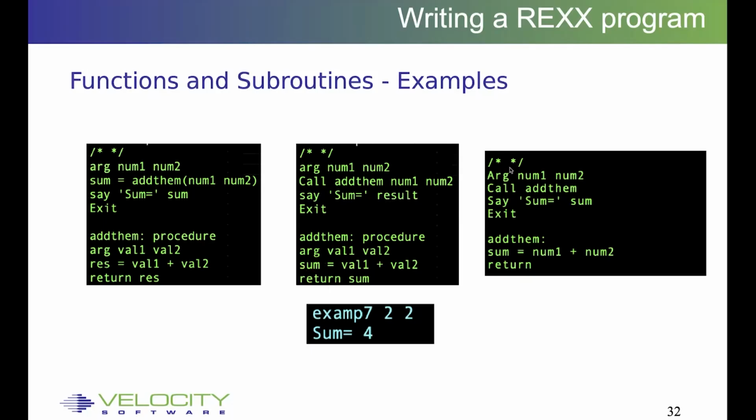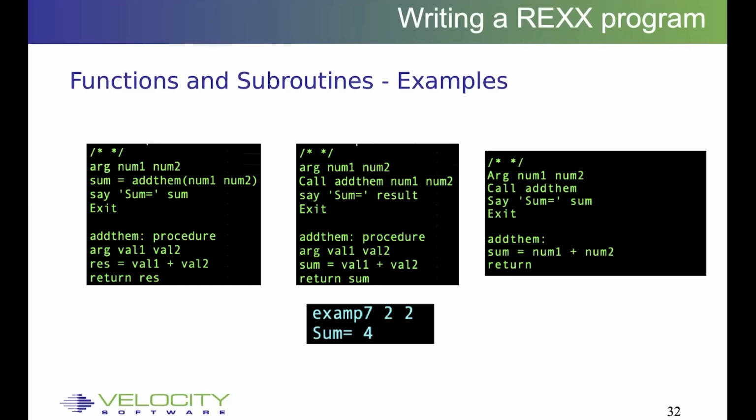In the third example, we have removed the procedure directive here. Now, in the first two examples, it's important to note that the variable pool of the caller and the variable pool of the subroutine or function are separate, which means, I didn't do it in these, it probably would have been a better example, that you can reuse variable names and they do not affect the caller or the subroutine.